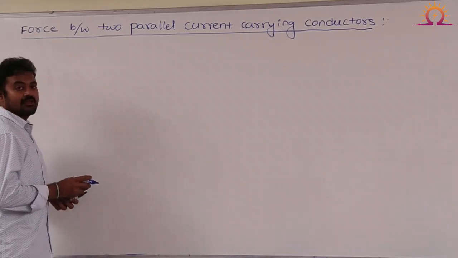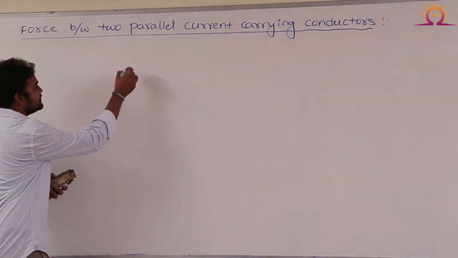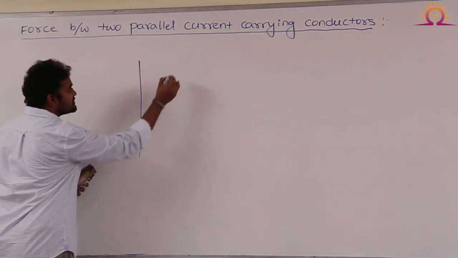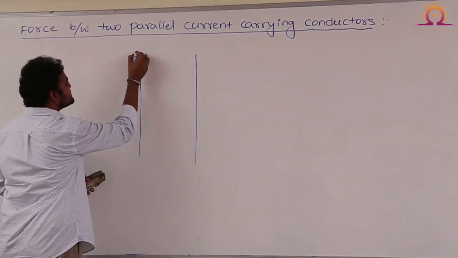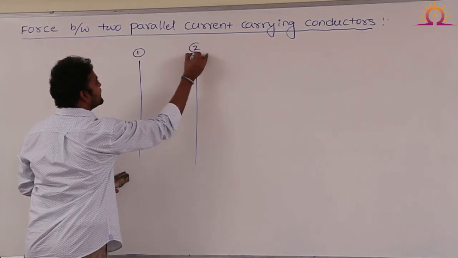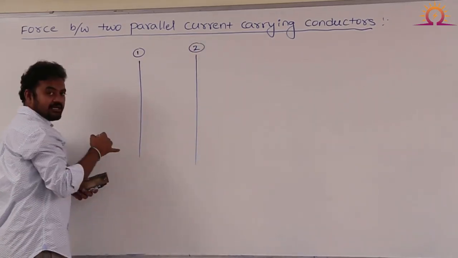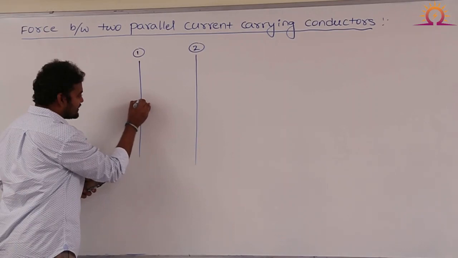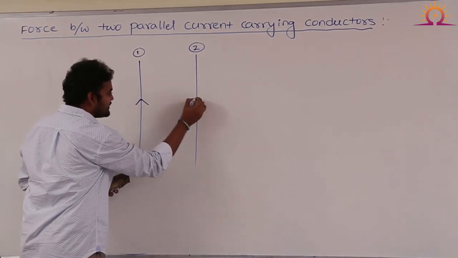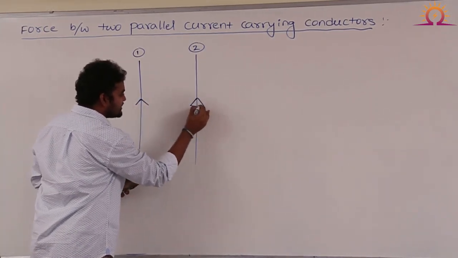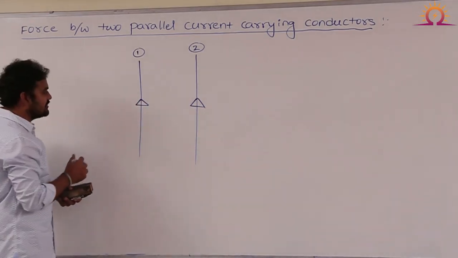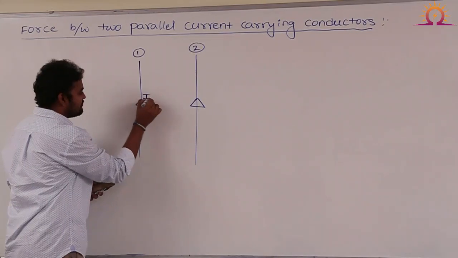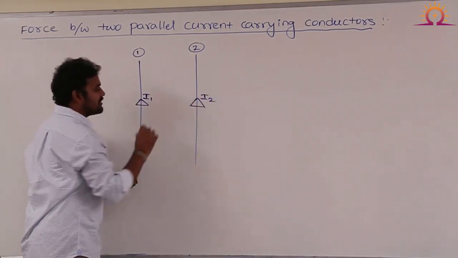Now, let us consider there are two conductors parallel to each other. Let us assume this is conductor number 1, this is conductor number 2. My assumption is that both conductors are carrying current in the same direction. First conductor and second conductor both are carrying current in the same direction. Assume this is I1 current and this is I2 current.